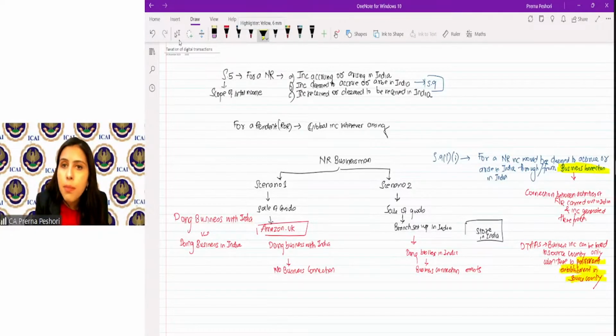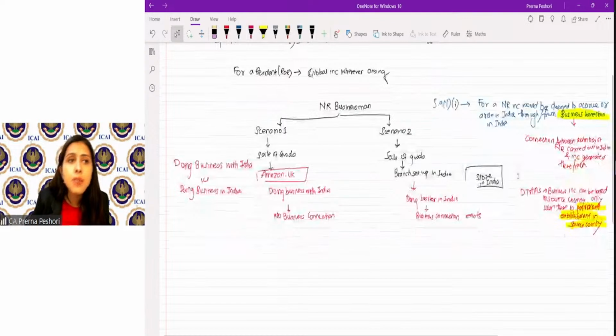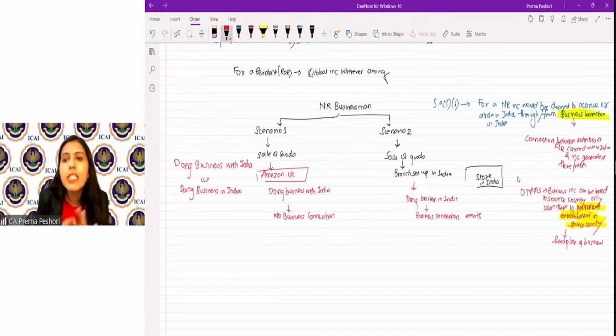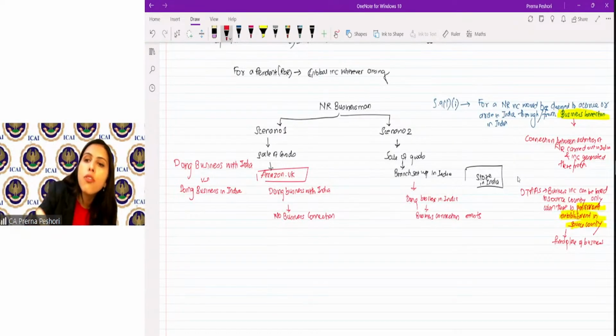Now, what do we understand by permanent establishment? The permanent establishment is similar to the term business connection. Permanent establishment in simple meaning means fixed place of business. In simple language, it means a fixed place of business through which the non-resident carries out the business.